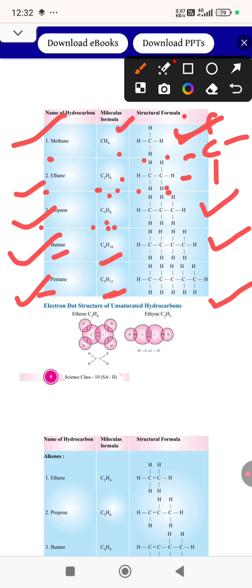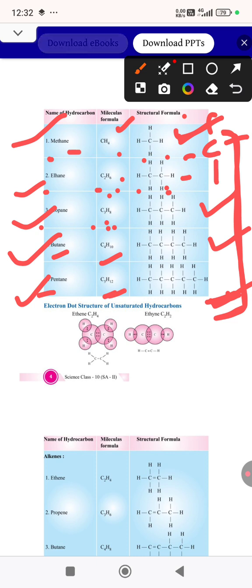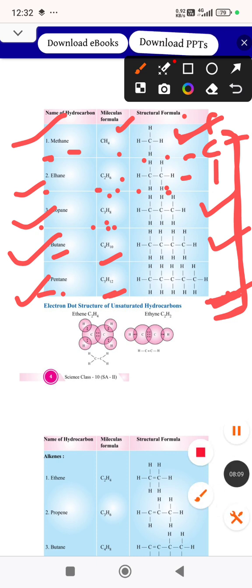Ane means there is a single bond in these hydrocarbons. So for single bond we write ane, and for the number of carbons we write meth, eth, prop, but or pent. So ane signifies that they have a single bond in these compounds.